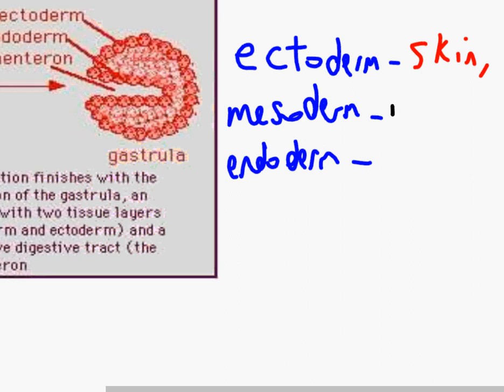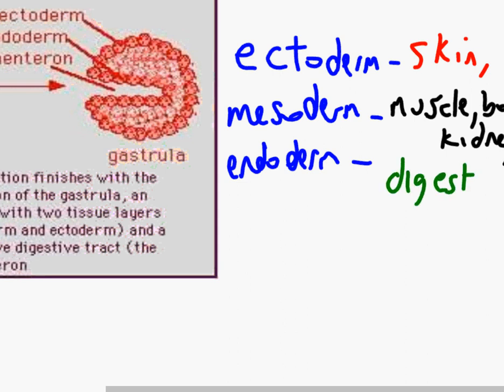From the mesoderm, this is where you have muscle and bone. The kidneys actually come from the mesodermal tissue. And then the endoderm, this is your guts, basically your digestive tract and your lungs. These three tissue layers are found in most animals. Again, there are a couple of animals that only have two tissue layers.